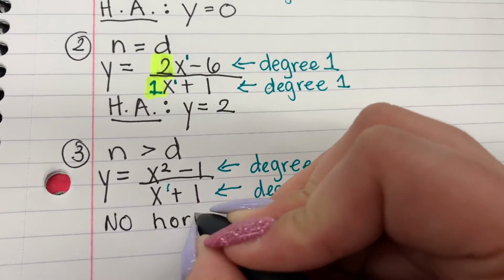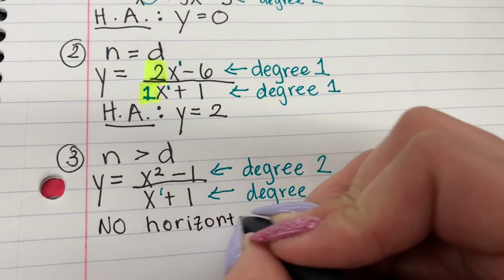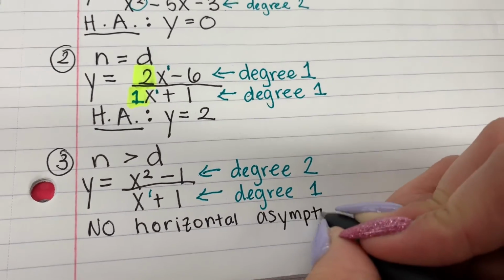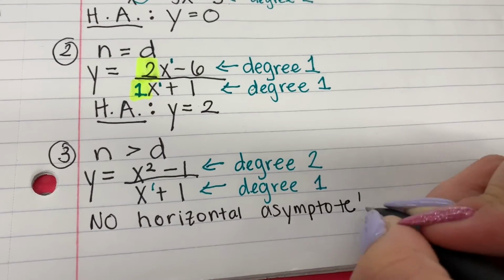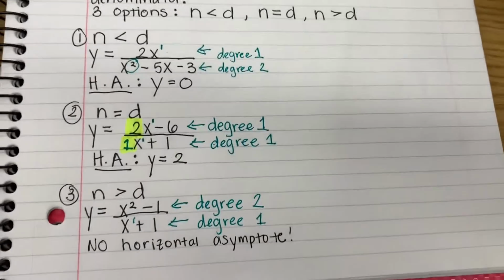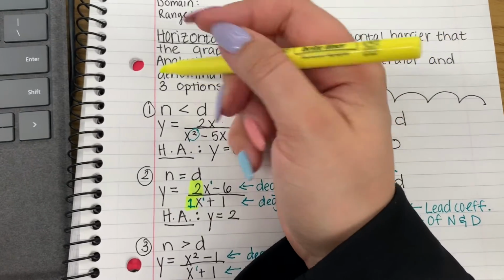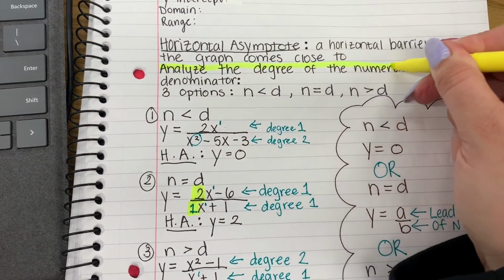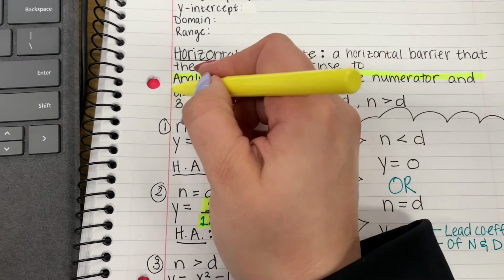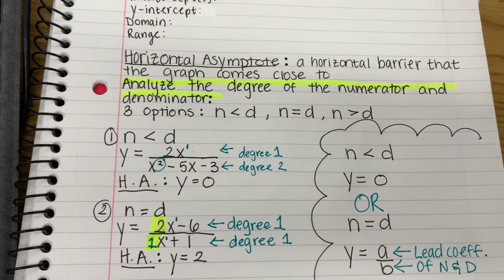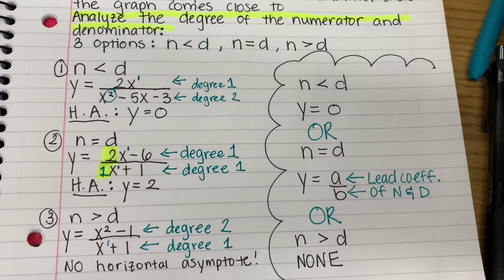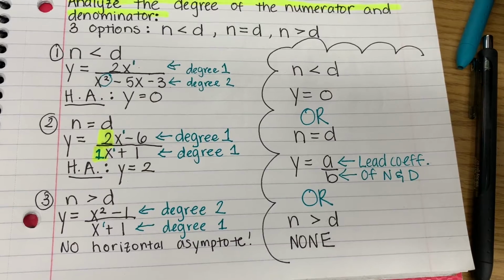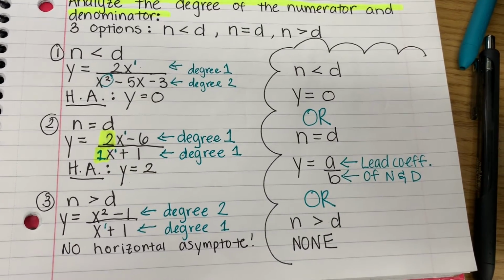So you might talk about a slant asymptote in pre-calculus or calculus, but for now, we're just talking about when the numerator's degree is larger than the denominator's degree, there's just no horizontal asymptote. So the thing you have to memorize is that when you are trying to find the horizontal asymptote, you are analyzing the degree of the numerator and the degree of the denominator. And then you kind of have to memorize these 3 options. So in this cloud over here, you've got those 3 options: when n is less than d, when n is equal to d, or when n is greater than d.